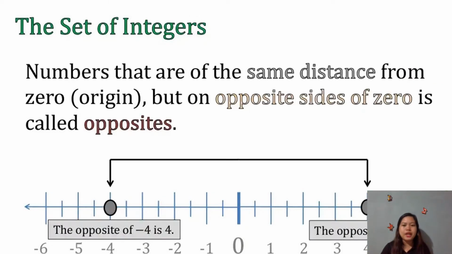Numbers that are the same distance from 0 but on opposite sides of 0 are called opposites. For example, the opposite of negative 4 is 4. Again, the opposite of negative 4 is 4, the same distance from the origin. From 0, going this way is 4. So the opposite of negative 4 is 4. The opposite of negative 2 is 2. The opposite of negative 1 is 1.